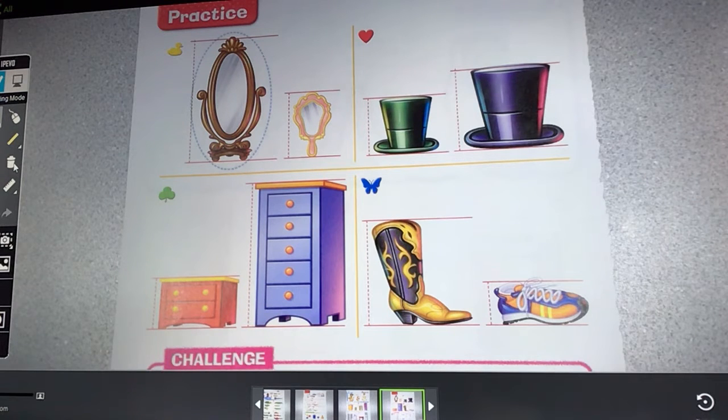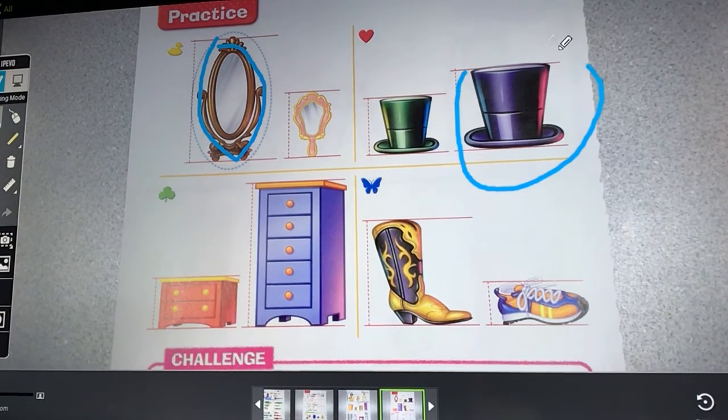In the red heart, we're going to put a circle around the one that is taller. I'm sorry, I said larger for the mirrors. Taller. The hat that is taller. When we go to the green clover, we're going to switch it back to shorter. Put an X on the dresser that is shorter. And the blue butterfly, we're going to X the one that is shorter. This is what it should look like. You got that? Way to go.